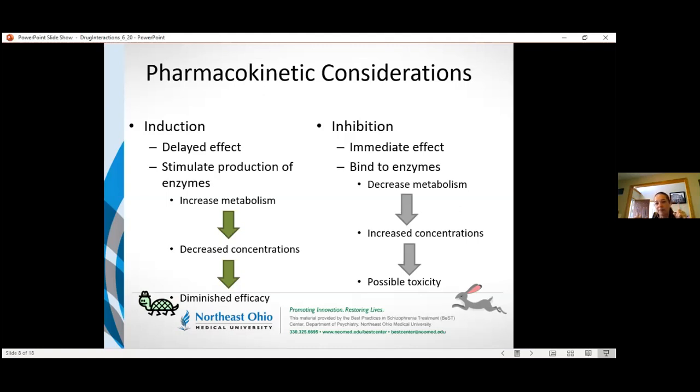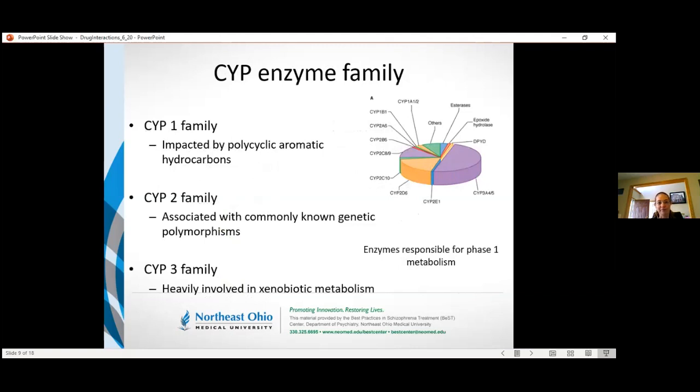So something to keep in mind as we're adding medications on board is when should we be checking in to see if this is having an impact. Maybe in a couple days versus we need to check back in a couple weeks or a month or two.